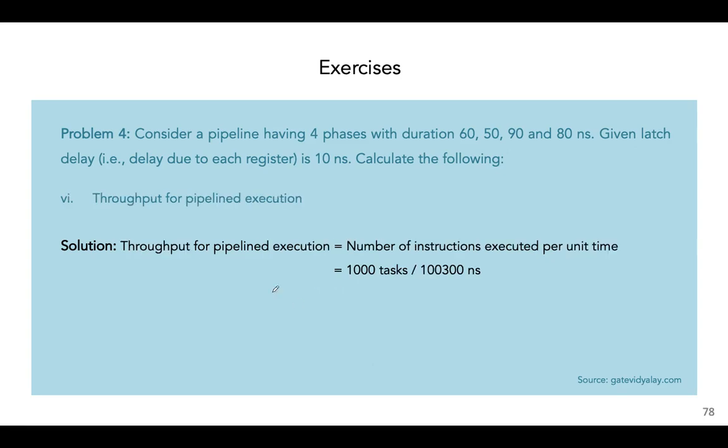All right, throughput again, number of instructions executed per unit time, number of instructions executed per second. We have 1000 tasks, and this was the time it took to execute those tasks. So throughput will be 1000 divided by this value which we just computed.